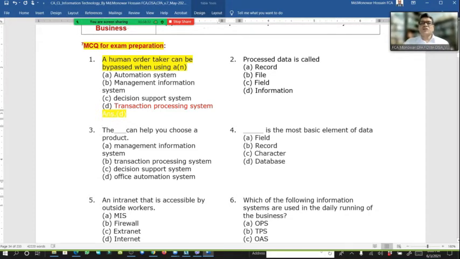And if we go to number 2, processed data is called what? Processed data is when you work on data. So is it record, field, or information? It must be information. Okay? Yes, sir, information. So let's see the answer. The answer is written here. Yes, the answer is D, information. So this is the type of question.